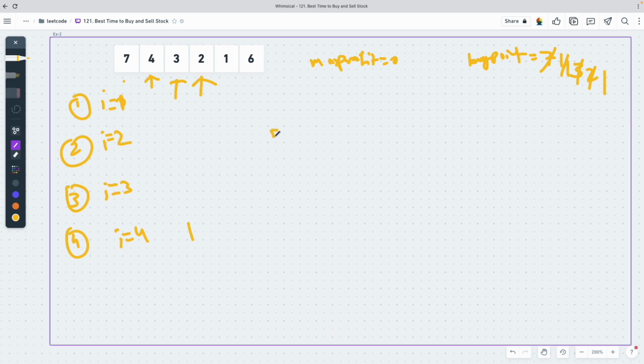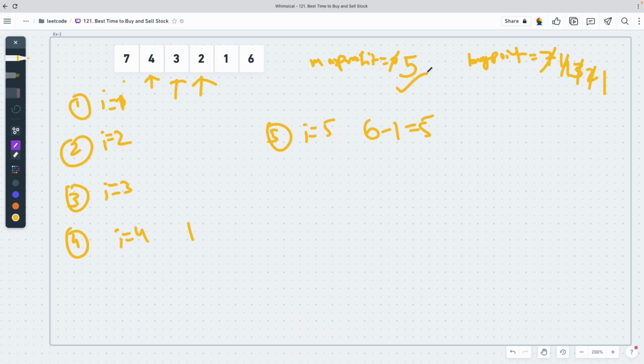In the next iteration, the current value is 6, which is greater than the buy point. Now we have to check if this can be a sell point. When can it be a sell point? If we make a profit more than the current max profit. So 6 minus buy point 1 is 5. Is this greater than 0? Yes. So our max profit would be 5, and this is our answer.